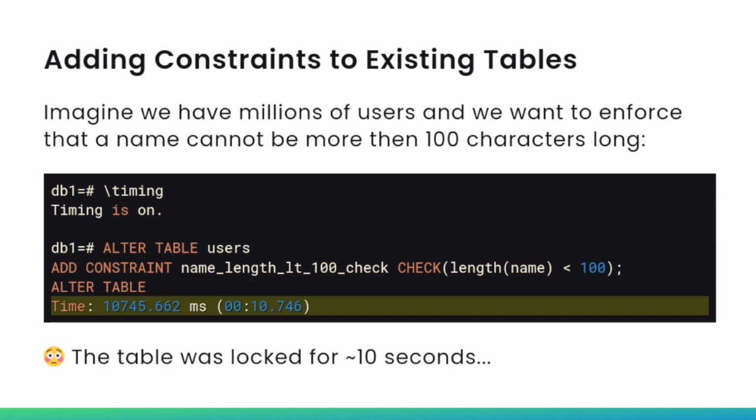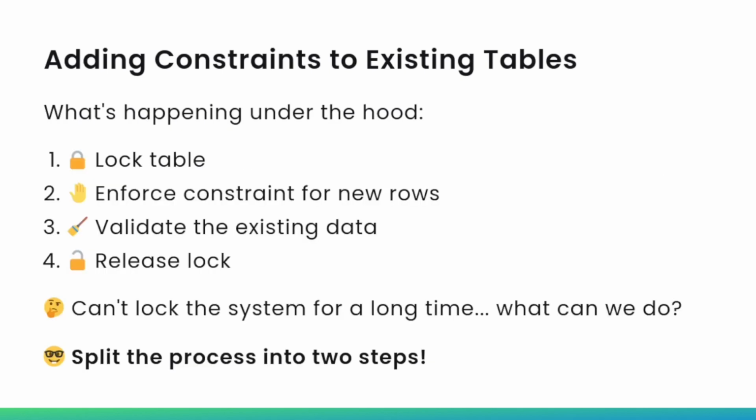By the way, if we want to actually see timing information in psql, we can switch on \timing, which is what I did over there. So if we turn on timing and add this constraint to an existing table with millions of users, we can see that it took 10 seconds. And during that time, the table was locked. So if you are running a production system, this is unacceptable. If you have enough users for this to take 10 seconds, then you probably have a very active system and you can't afford 10 seconds of a table like users being locked.